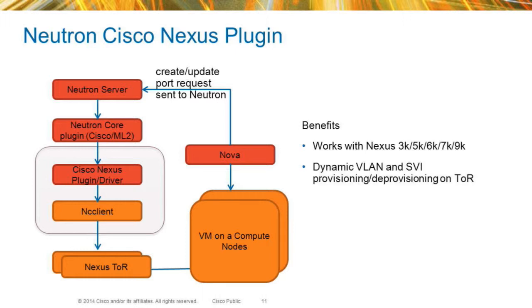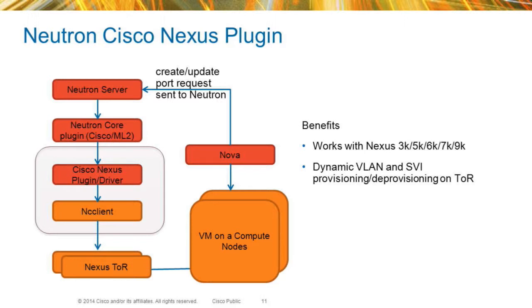So the second benefit of using the Nexus plugin is that it allows dynamic provisioning of VLAN as well as SVI on the top-of-rack switches. Now, when I say dynamic, what I mean is that we do not allocate resources in advance. The allocation of resources happens only when the VM is actually coming up on that network. So here in the picture, you can see that there is a create update port request that is sent to Neutron. So we hook onto that request from Nova into the Neutron server.